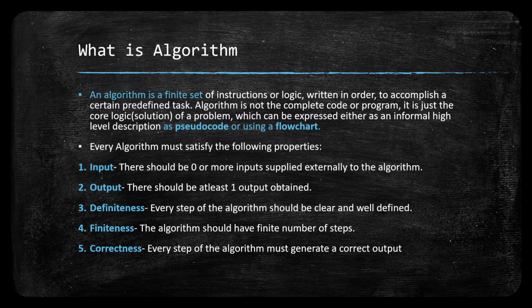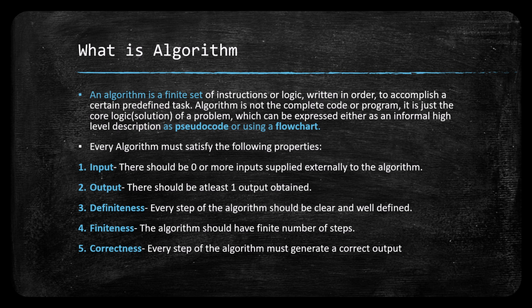So hi guys, today I teach you what is algorithm. An algorithm is a finite set of instructions or a logic written in order to accomplish a certain task. It can be written in any language, or you can also use a flowchart. Oh sorry, pseudocode. So what are the main characteristics or properties of an algorithm?